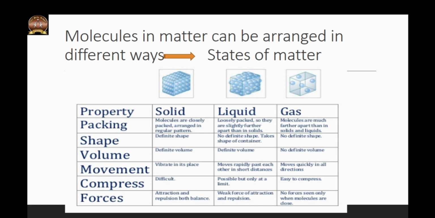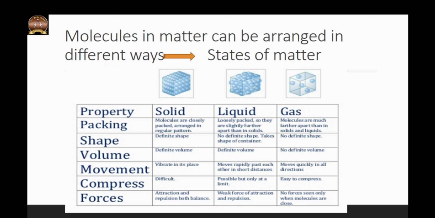Whereas in the case of gases, gases can occupy any space available to them, and therefore they do not have a definite volume. They can occupy very little space if the space available is small, as in the case of a balloon, or they can occupy a large space such as an entire room.